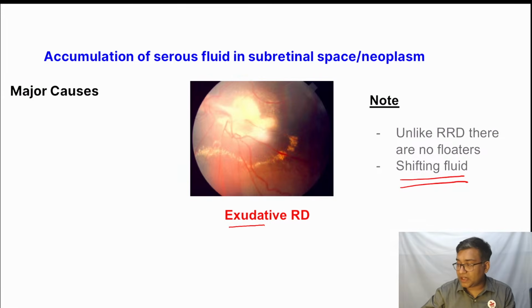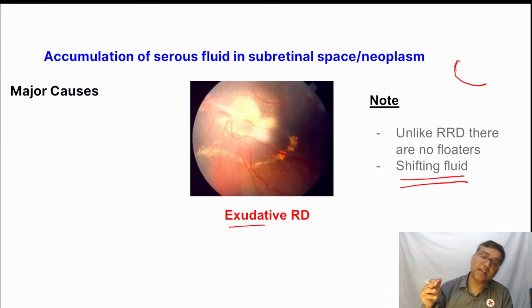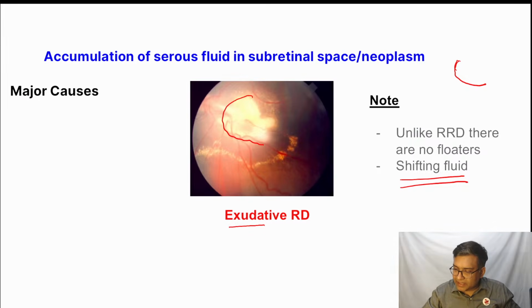Okay, so there would be a convex configuration and there would be a shifting fluid. Now they ask, sometimes they would give you a picture like this where there is a retinal detachment. Can you see the exudates here? Okay, and they would ask what are the various causes.